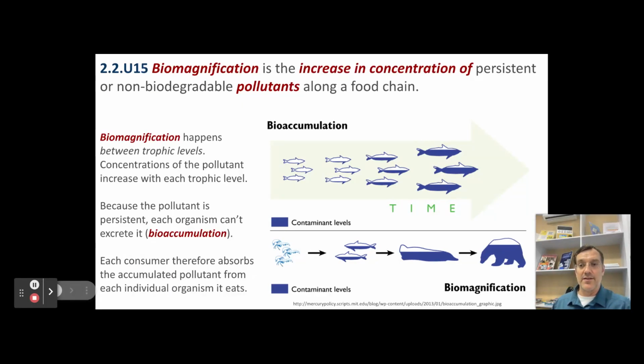Biomagnification, on the other hand, happens between trophic levels. Bioaccumulation is within a single individual over time, but biomagnification happens as you move up from your producer, primary consumer, secondary consumer, tertiary consumer, and apex predators within any given ecosystem. The same way that the energy decreases by 10% at each trophic level, generally speaking, your contaminant levels are going to increase by about a factor of 10 for the exact same reason.